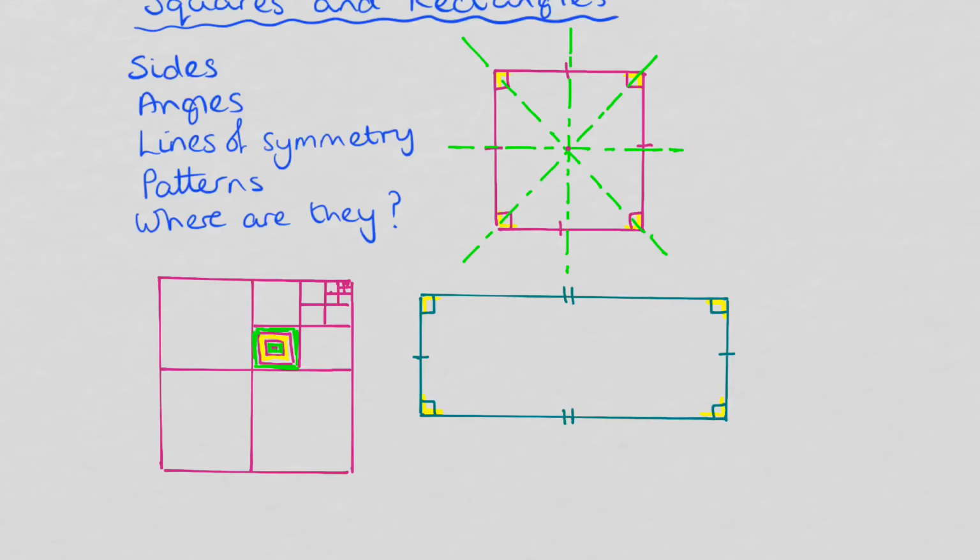So think about a page in your jotter, okay? If you were to fold your page in half down the middle, let me just measure where the middle is. Right, so if we were going to fold this page in half, the two halves would match exactly, wouldn't they? And that's therefore a line of symmetry.